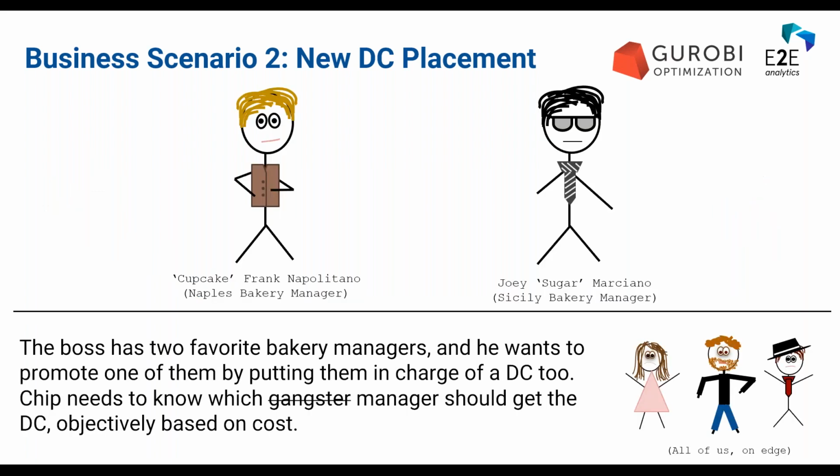And in our case, we can narrow it down to 2 options, Naples and Sicily. And this is because of consumer preferences. So the boss, Don, has 2 favorite bakery managers, and he wants to promote one of them by also putting them in charge of a DC. So Chip has to decide between Cupcake Frank Napolitano and Joey Sugar Marciano. And he wants to do this very objectively so there is no drama within the family or bakeries. So we have to help him decide which one is going to get this DC. And we are all on edge because this could go wrong if we choose the wrong one.